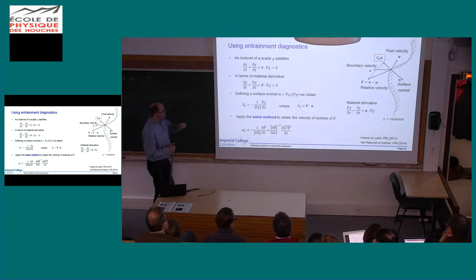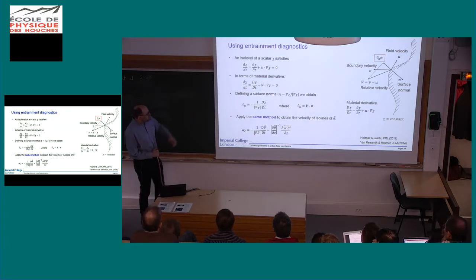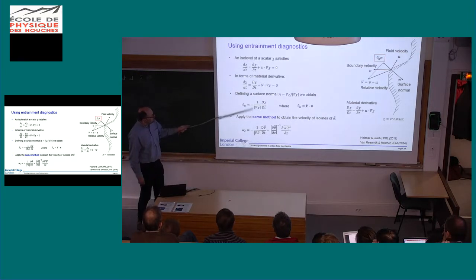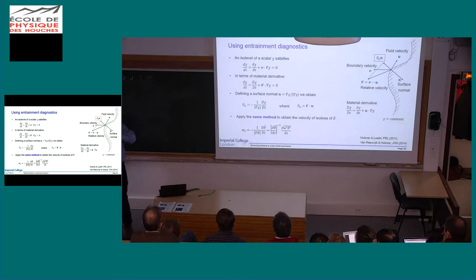And what you can do is essentially, so this is something which is local, this is something that you'd use in DNS, but you can use the same method on these averages. So what you do is that you say, essentially, we've got our temperature isosurfaces which are moving in time.